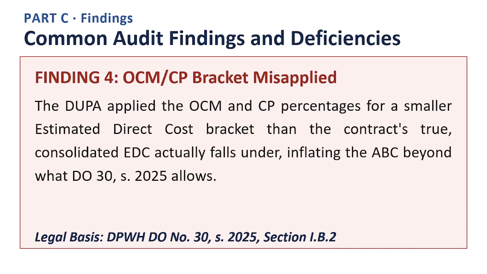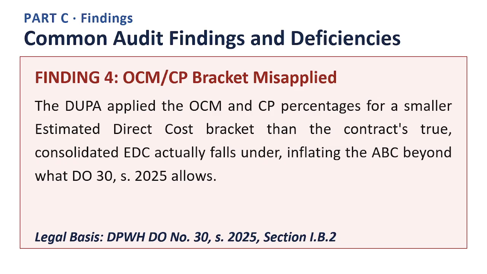OCM, CP bracket misapplied. The DUPA applied the OCM and CP percentages for a smaller estimated direct cost bracket than the contract's true, consolidated EDC actually falls under, inflating the ABC beyond what DO 30 Series 2025 allows.